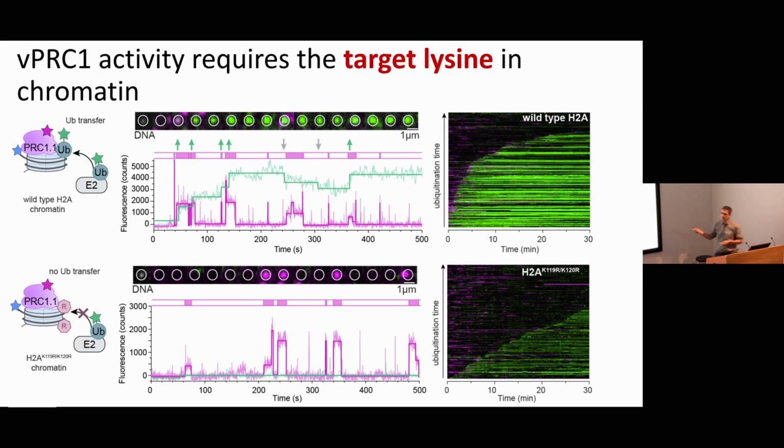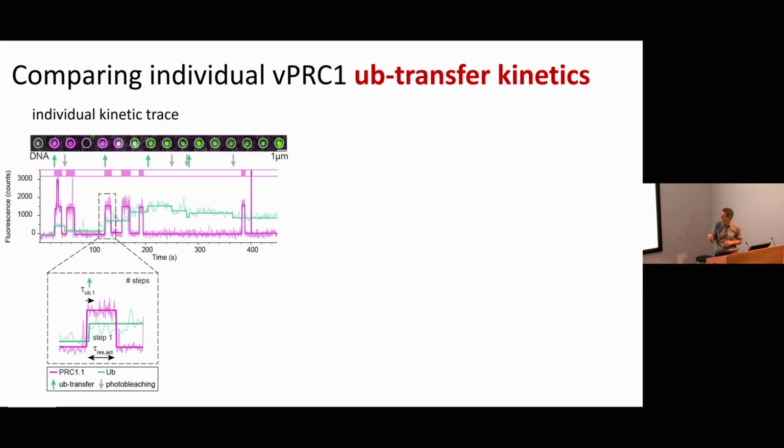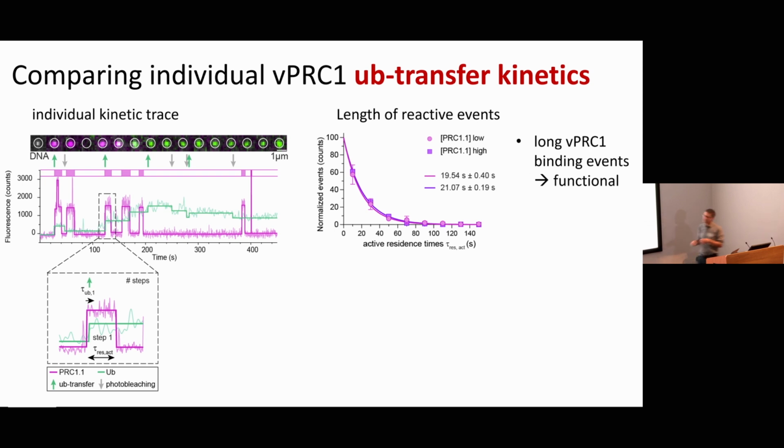Importantly, if we only use E2 ubiquitin, we really basically see nothing. So you need the ligase for this. Now we can tease apart the kinetics of the system. What we now look at is all these events of PRC1 binding that are associated with a step of ubiquitin transfer. So what can we say about this?